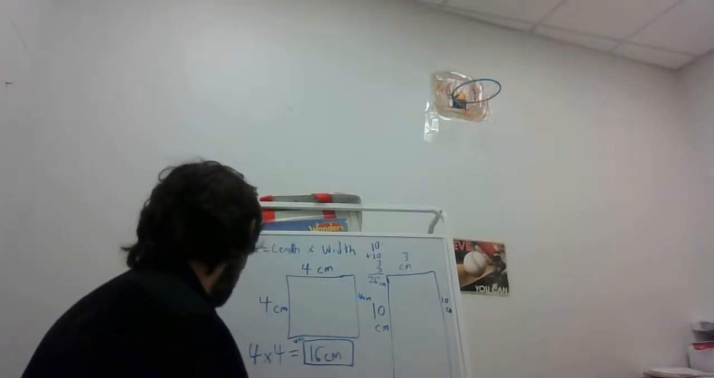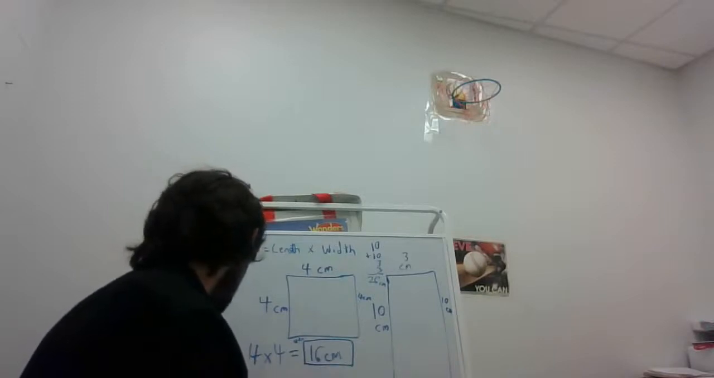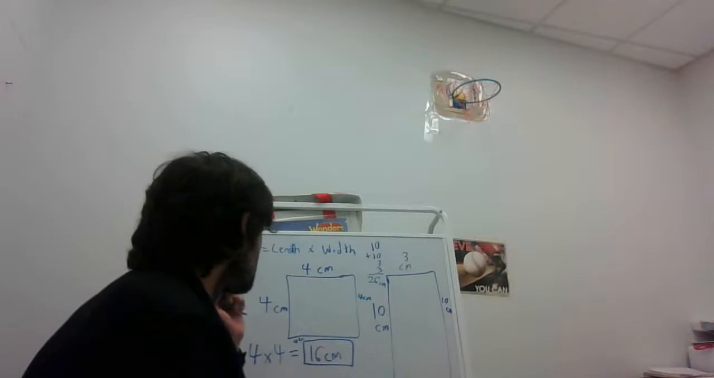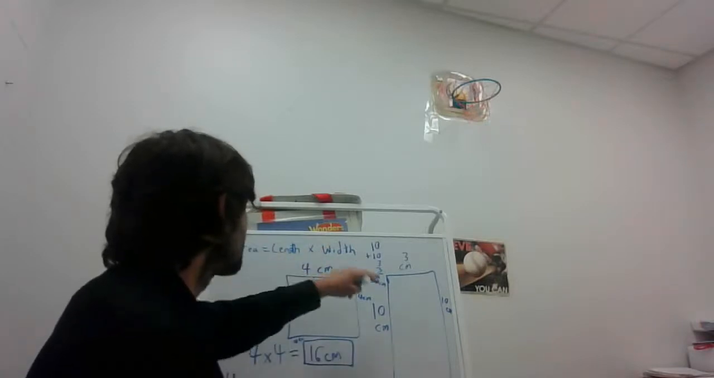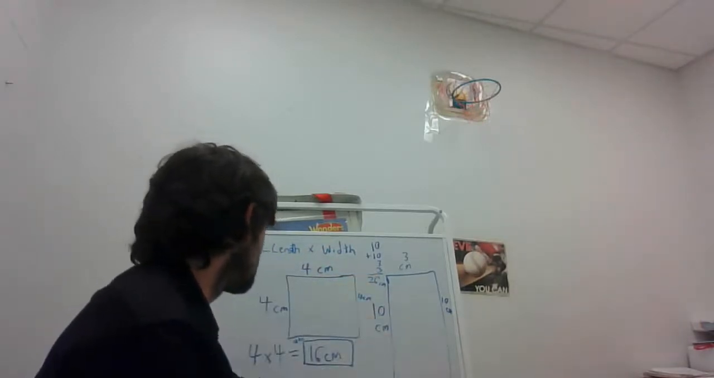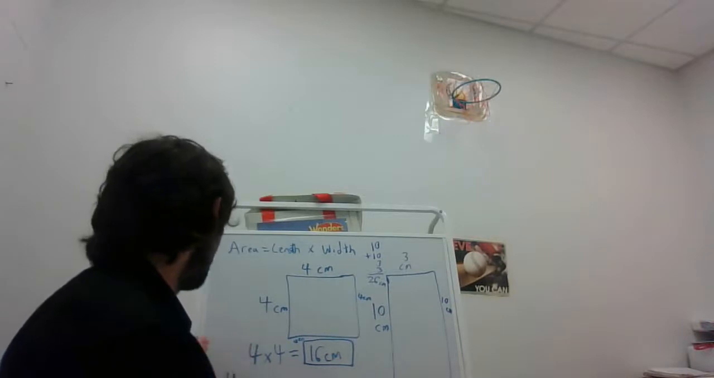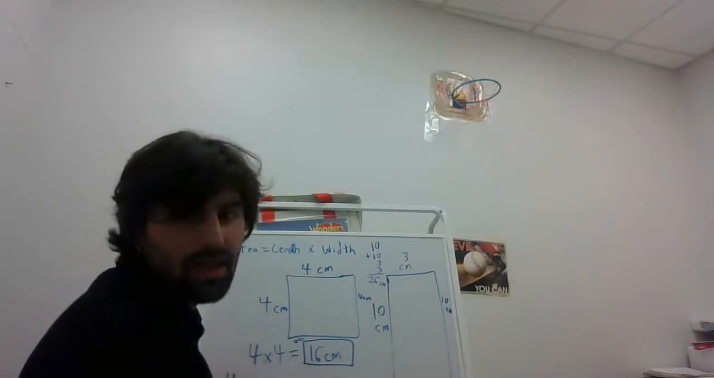Now, for the square, our perimeter and area are going to be the same length. Our area is 16 centimeters and our perimeter is 16 centimeters. And that's because all 4 sides are equal. But for our rectangle, as you can see, there's 2 different answers for area and perimeter. For our rectangle, the perimeter is 26, the area is 30. For our square, both the area and perimeter are equal to 16 centimeters.